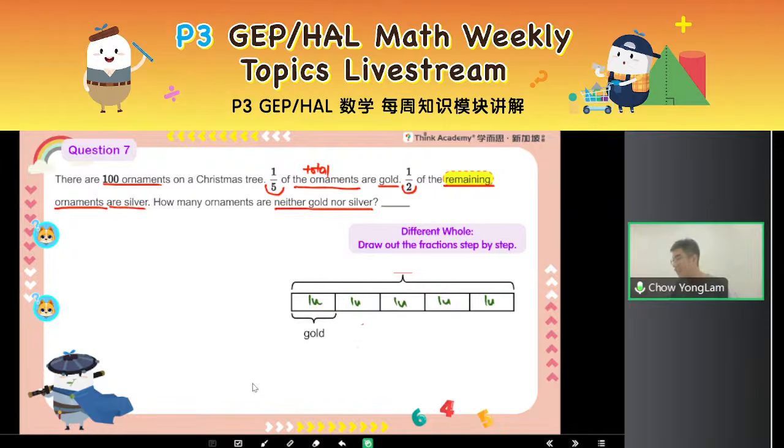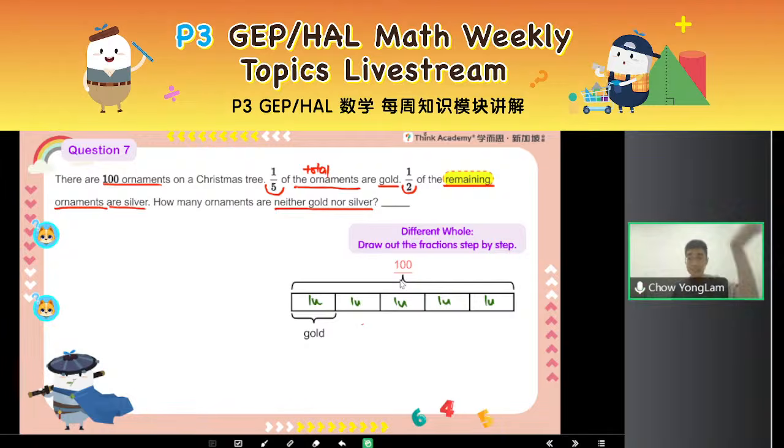Okay, now before you proceed, there is also another number that you know. You know that there are 100 ornaments in total on a Christmas tree. So you can also label the total as 100. The answer is not 30, right? I will say why the answer is not 30, okay?